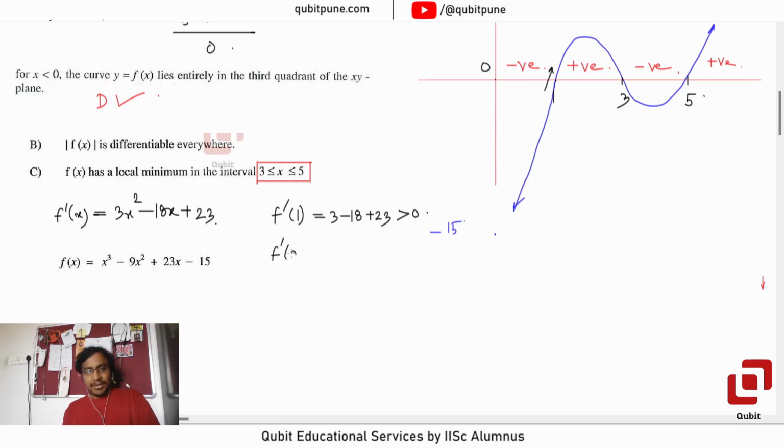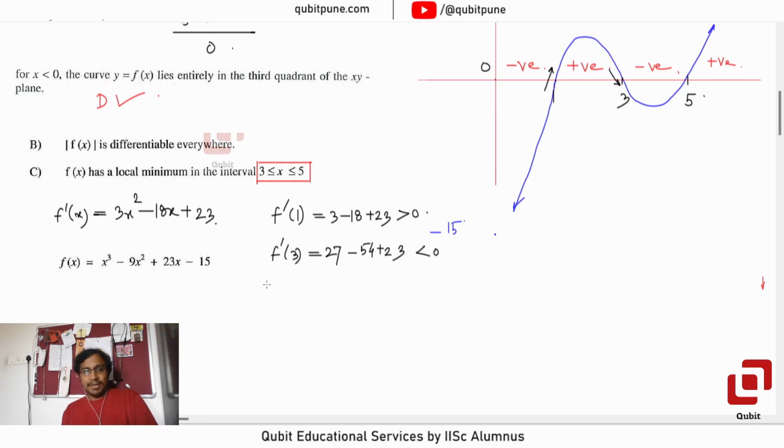Now let us calculate f dash of 3. What is f dash of 3? 3 into 9, so that is 27 minus 54 plus 23. Now that is definitely less than 0, so the function's graph is going down and decreasing.